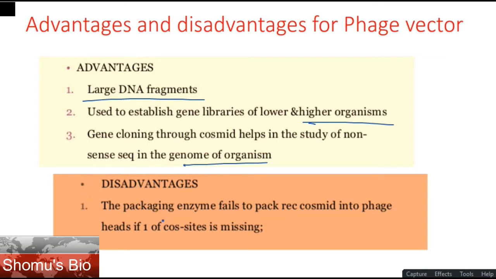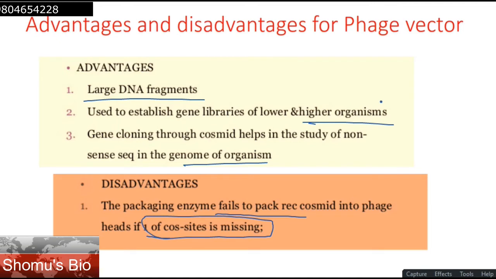While the disadvantages are that the packaging enzyme fails to pack the cosmid into the phage heads if one cos site is missing. That's one big deal. If one cos site has any problem, or is somehow missing or non-functional, then the packaging will not be done properly, mispackaging will occur. Another big problem is that, as it's a phage, because it's a virus, it can kill the host. So somehow if it contains virulence factors, it can kill the host. That's another big problem here.